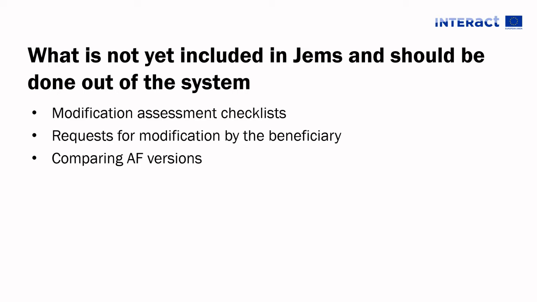Also, comparison between the application form versions to quickly see what has been changed is also excluded from the Jems v4 so far. You can, however, export the application form versions in PDF, and you could use a third-party comparison tool to see the changes in the application form. So there is a workaround for this, but these features are not included yet. But let's go to Jems and see how in Jems these modification procedures work.